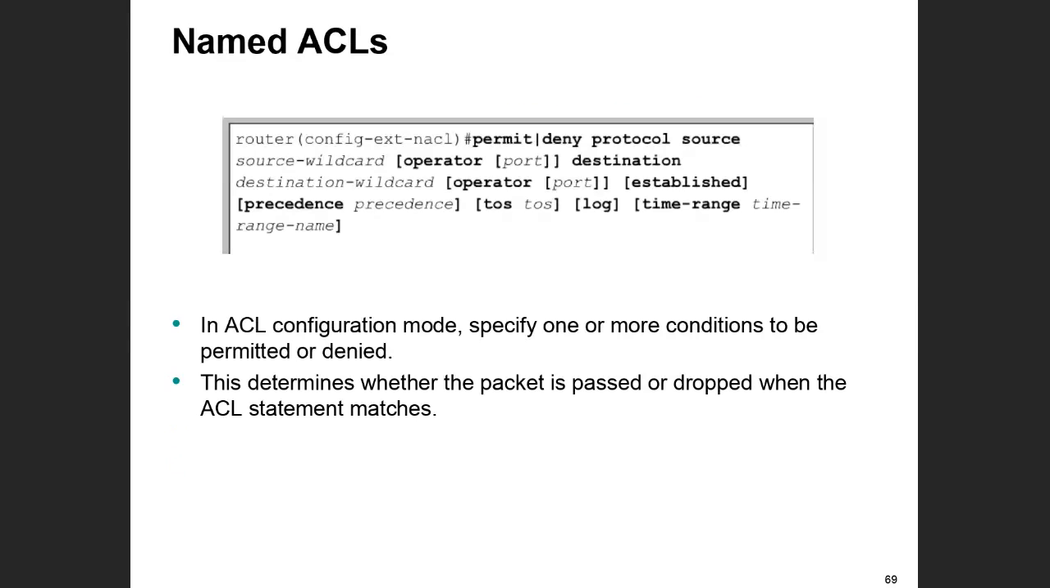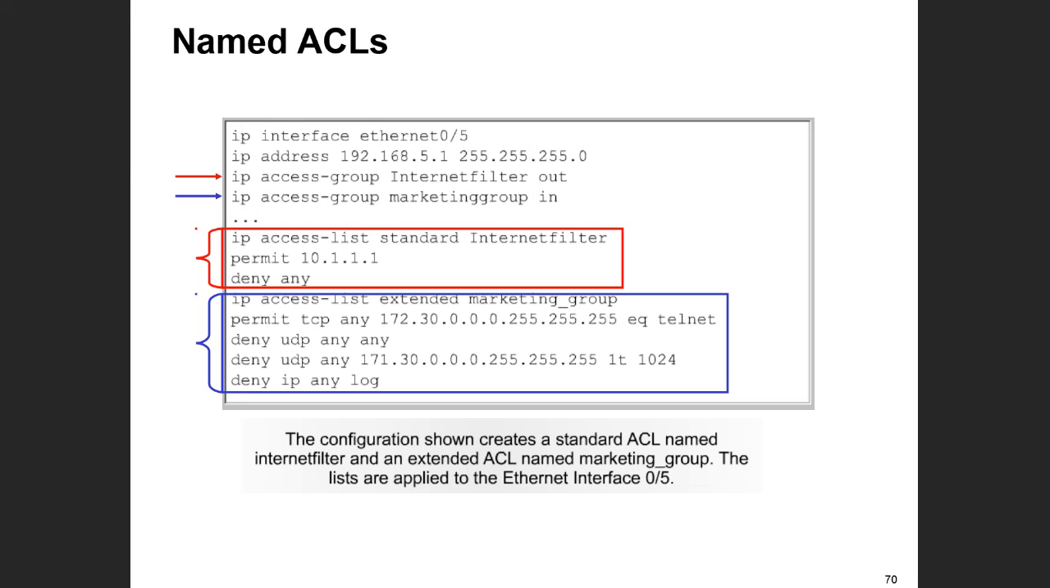We're going to do the same thing we would do before. We're going to specify one or more conditions to be permitted or denied. And it'll do the same thing as if it were a numbered access control list, except now we have a mnemonic name that makes it easier to remember. So here's an example. In red, we have an access control list called Internet Filter. It permits the 10.1.1 address and denies all of the traffic. And then we have a blue list that's an extended access control list that permits the telnet function and denies some other functions, and then logs it.